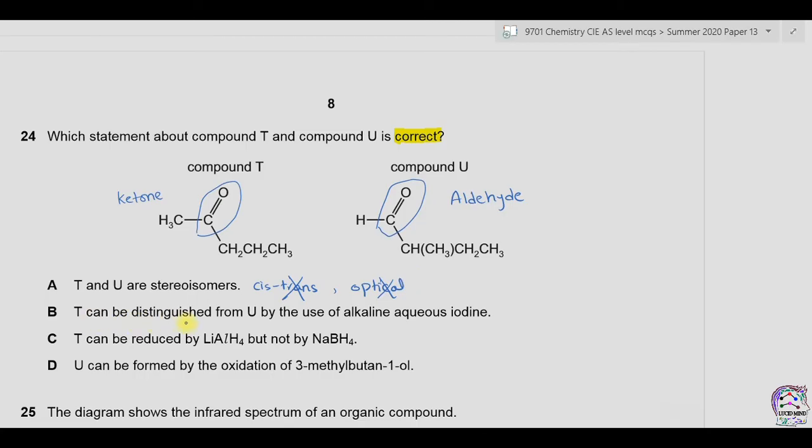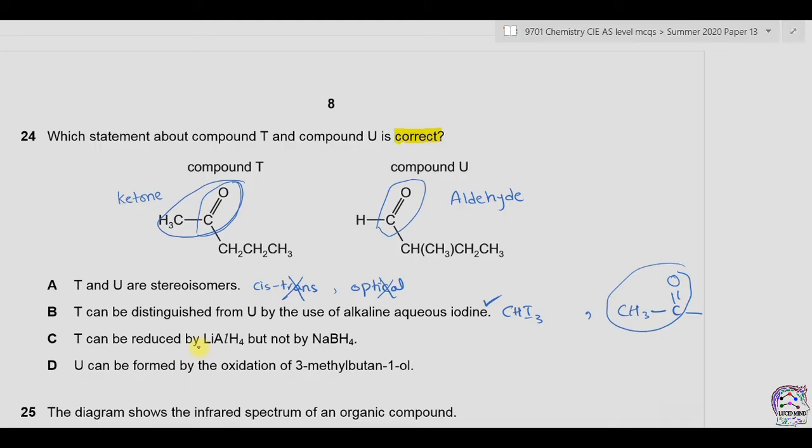B. T can be distinguished from U by the use of alkaline aqueous iodine. This is the iodoform test, and we know that for positive iodoform test there must be a methyl group directly attached to the carbonyl carbon. So as this group is present in compound T, so therefore compound T will give positive result with aqueous iodine. So B seems to be correct.